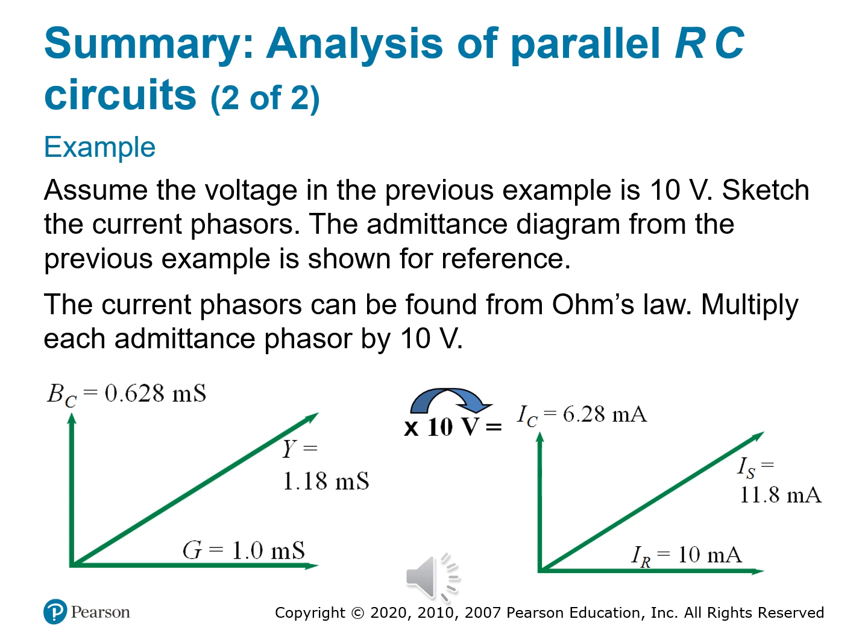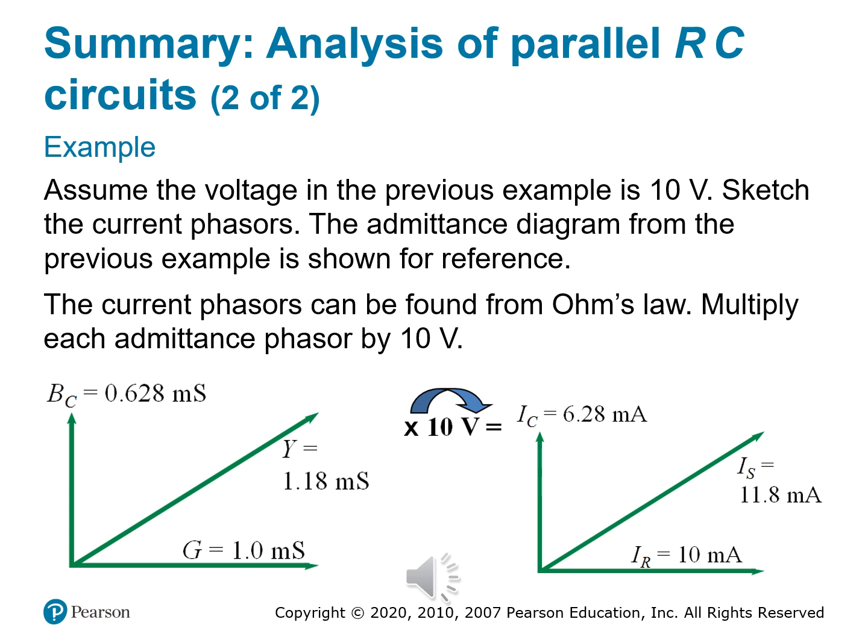I sub R is going to be 10 volts times 1.0 millisiemens, and that's 10 milliamps. I sub C is going to be 10 volts times 0.628 millisiemens, and we get 6.28 milliamps. And I sub S is 10 volts times 1.18 millisiemens, and we get a total of 11.8 milliamps.